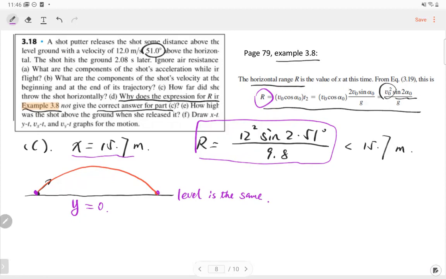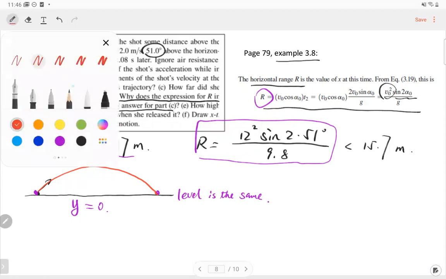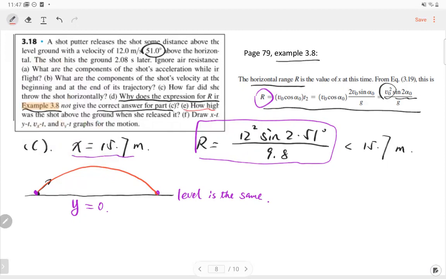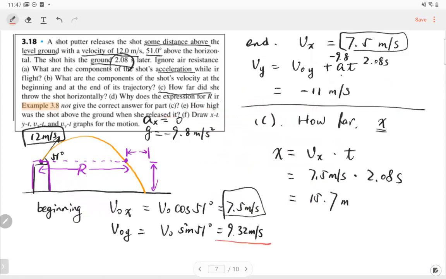And part E is here. Part E. How high was the shot above the ground when she released it? How high? How high means this is a question asking you the displacement in the y direction. Part E, to get the height, we know the final velocity is zero, right? Because at the highest point, there's no velocity. We have the initial velocity, that's 9.32, and we know the gravitational acceleration, and we know the final velocity is zero. So we're going to solve for the height.